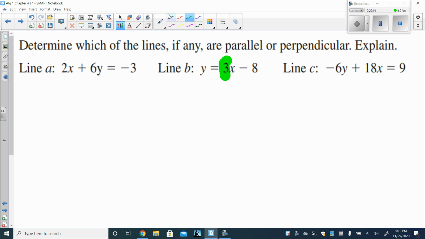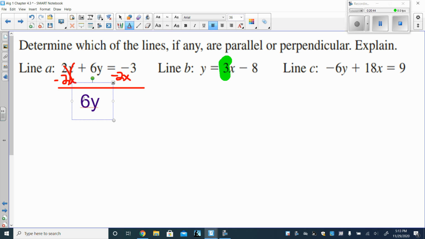So let's work with line A first and get it into slope-intercept form, our y equals mx plus b form. We want to get y by itself. And the first thing we can do is subtract 2x from both sides. Because when we subtract 2x from both sides, we get closer to having y by itself, because 2x minus 2x will cancel, leaving me with 6y is equal to negative 2x minus 3.